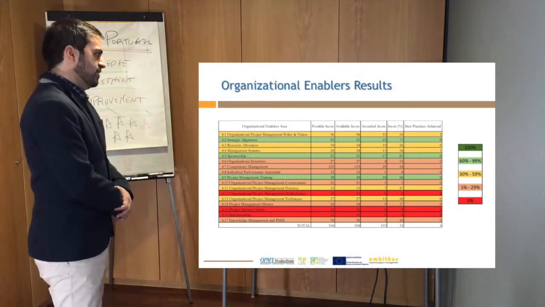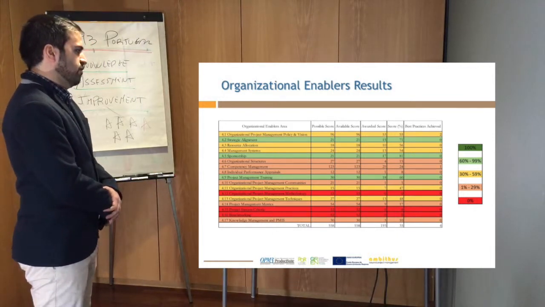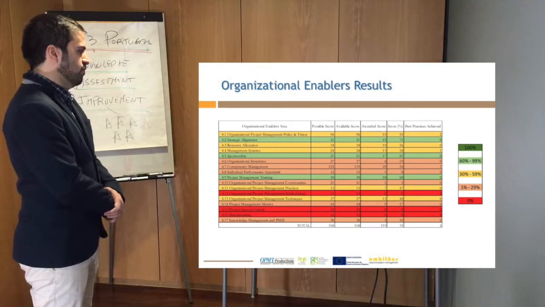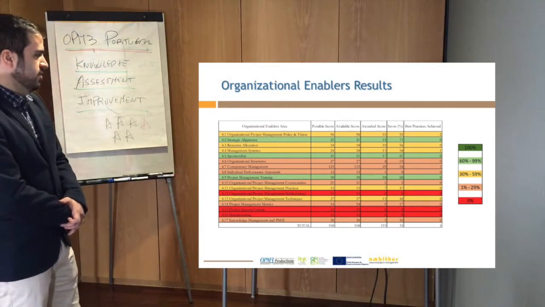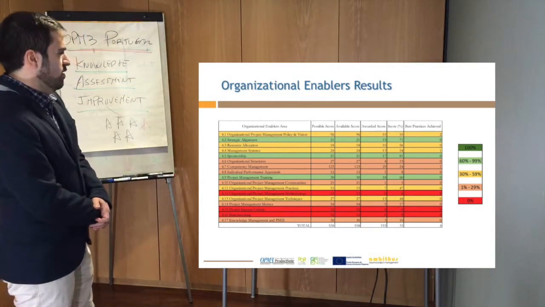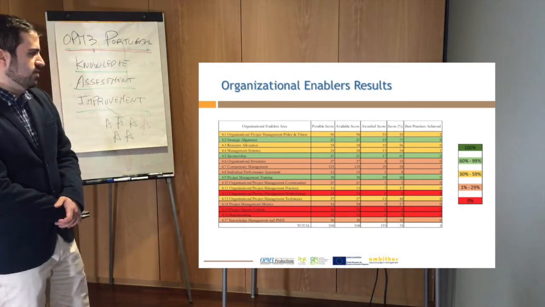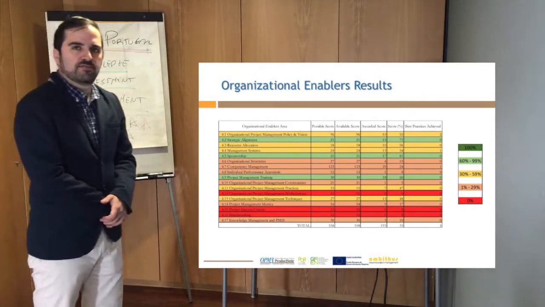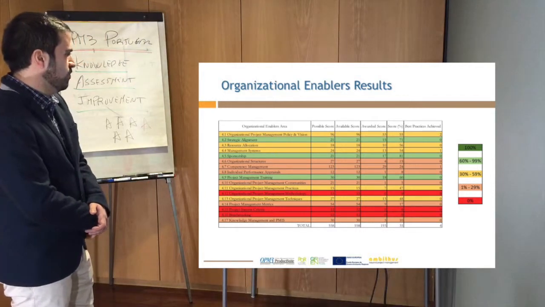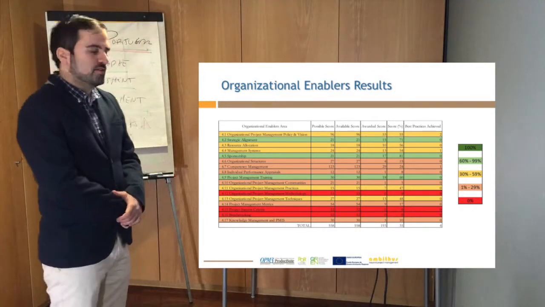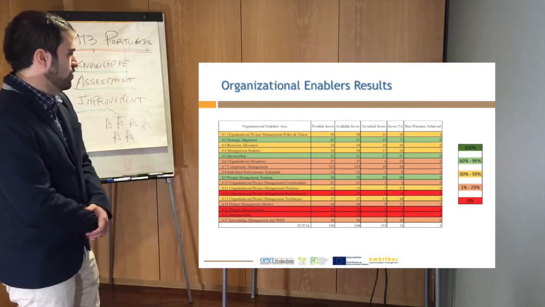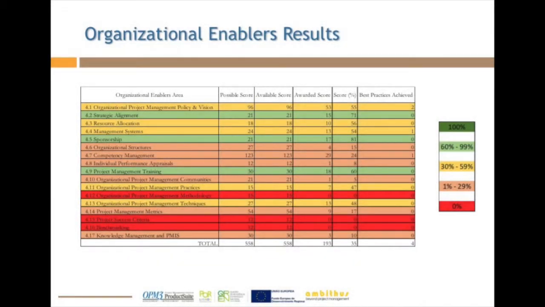Then we have the project management metrics achieving 17% and a zero score on the processes of project success criteria and benchmarking, meaning that the organizations not only are not paying attention to establishing the success criteria of their projects, finding what is really important to achieve success in their projects, but also are not making comparisons with external organizations that are also working with similar projects. And then the last one, knowledge management and PMIS, achieving only 10%. So the global score for the organizational enablers is 35%, achieving 4 best practices in this domain.